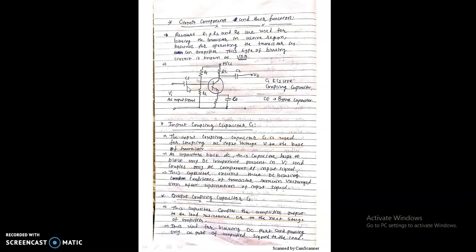As capacitors block DC, this capacitor helps to block any DC components present in Vi and couples only AC components of the input signal. Another component is the output coupling capacitance. From the figure, it is C2. This capacitance couples the amplifier output to the load resistance or to the next stage of the amplifier. It is used for blocking the DC part and passing only the AC part of the amplifier signal to the load.